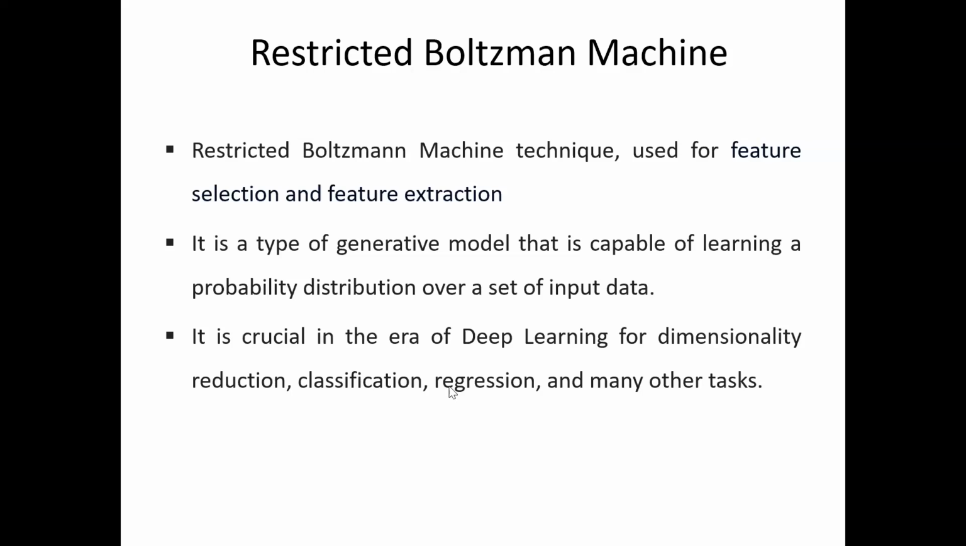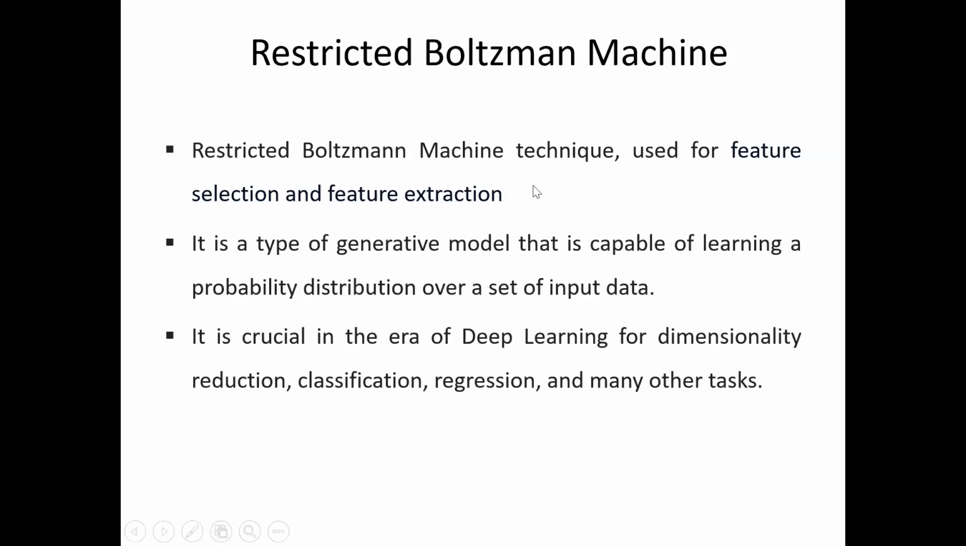It can be used to perform different types of tasks, and it has several applications. One of the very popular applications is the recommender system that can be developed with the help of a restricted Boltzmann machine. So there is a visible layer, there is a hidden layer, there is an input layer. In the next slide, we'll see a diagram of a restricted Boltzmann machine.